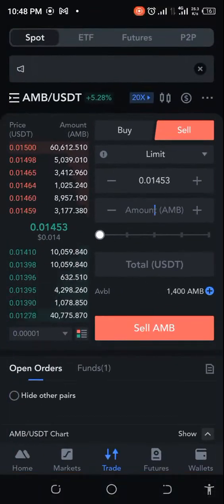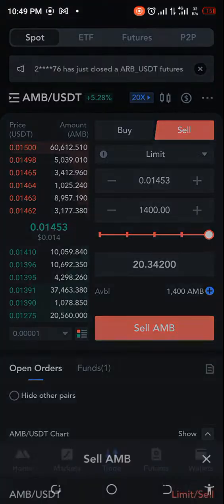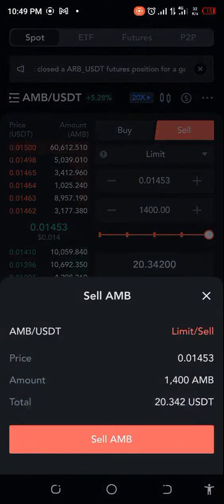Okay, so we're currently here. As we can see, we already have our AMB here, already seated and waiting. So let's just slide that to 100%. And you can see that we have 34 cents made. So let's go ahead and hope that it works. All right, so let me go ahead and see.